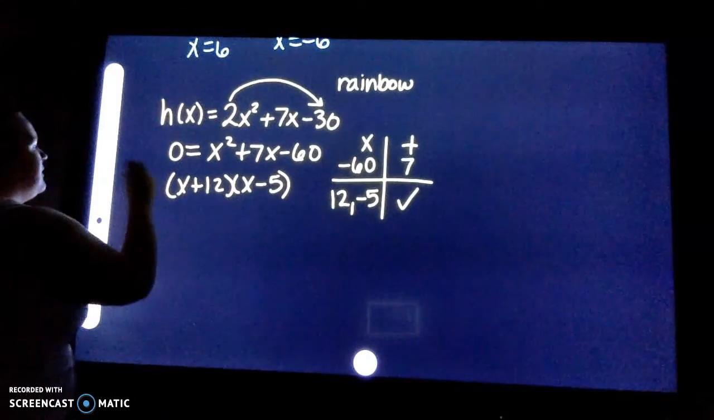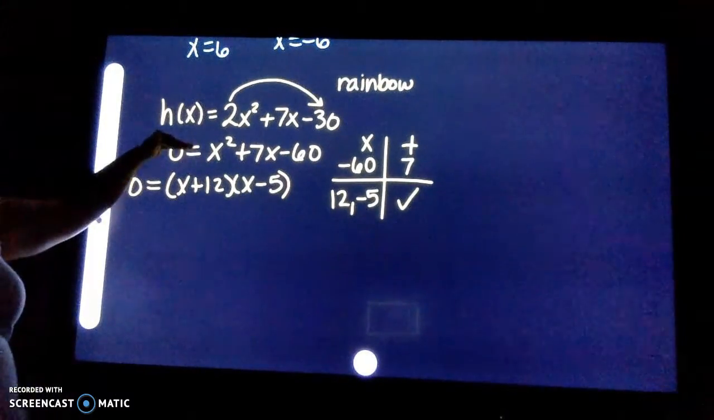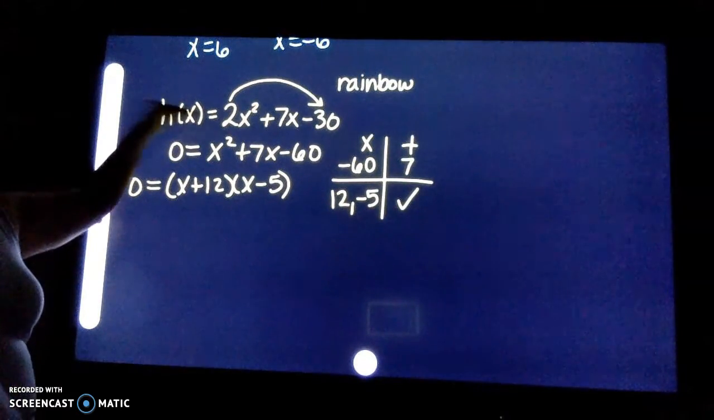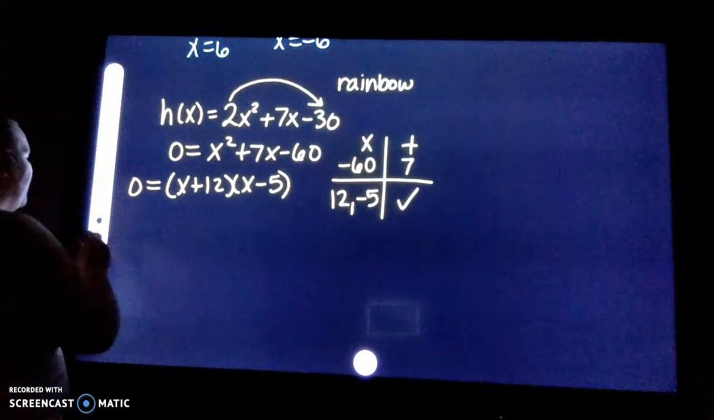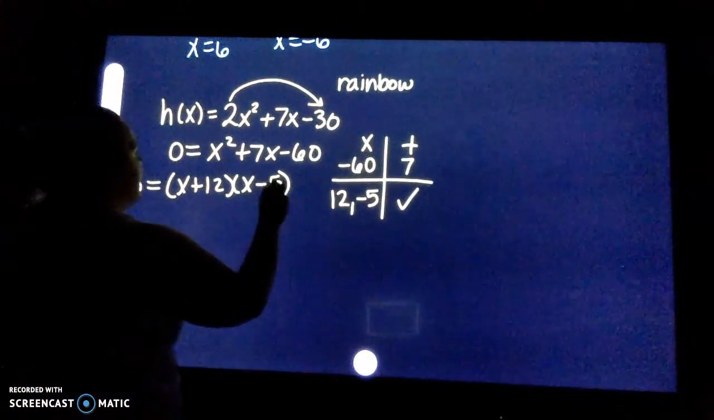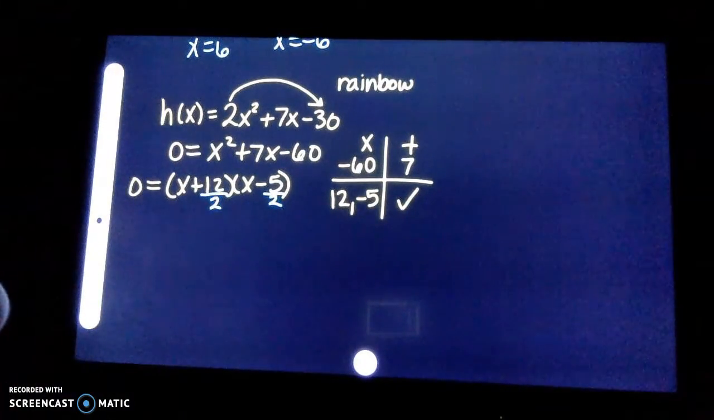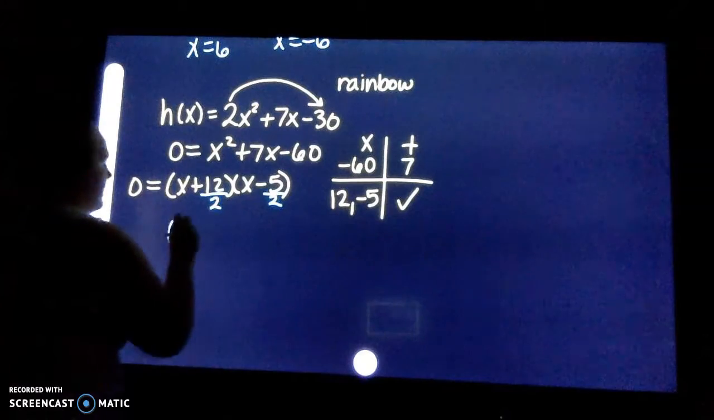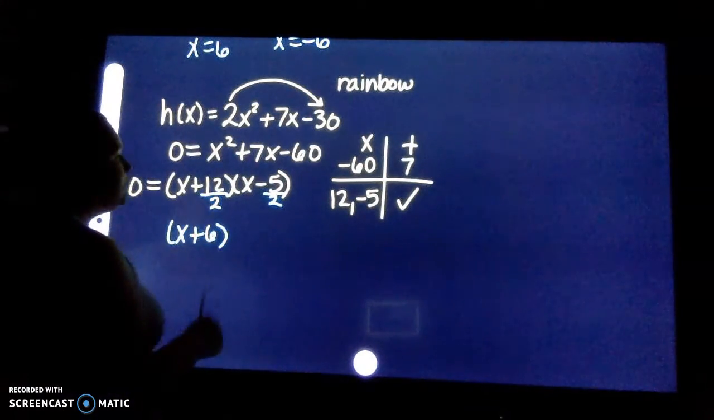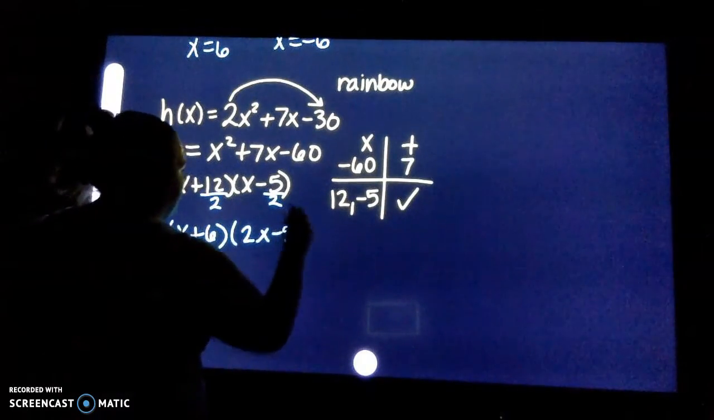But wait, this is where we need to pause. I didn't start with this quadratic. I made it. So what I did here, I have to now undo. Because I multiplied a 2 into the last term to create this quadratic, I need to divide 2 out of the two factors that I found. 12 divided by 2 comes out nice and pretty at x plus 6. 5 over 2 will not reduce, so I kick the denominator over with the variable in front of it.